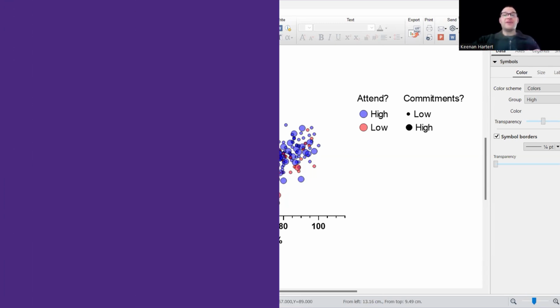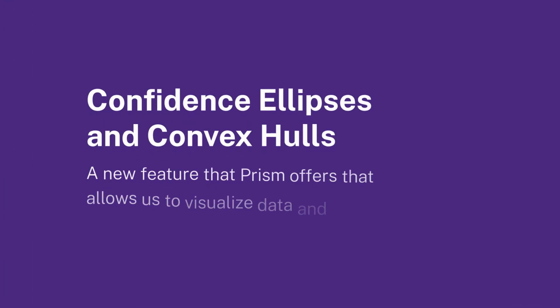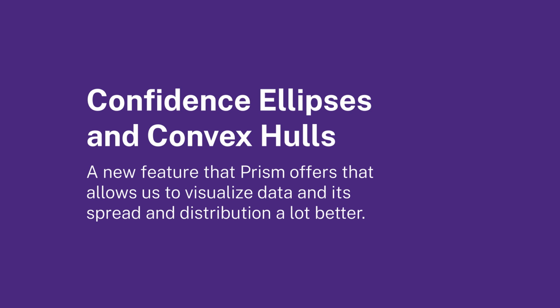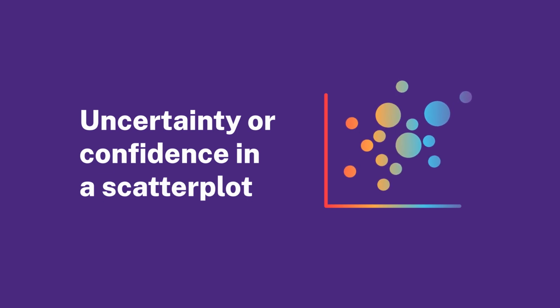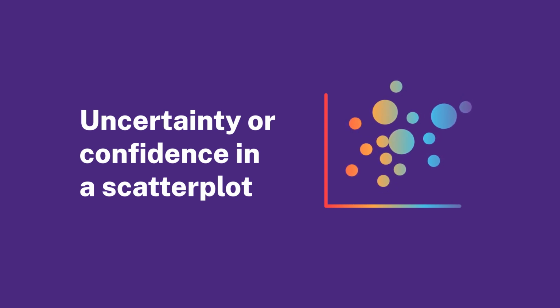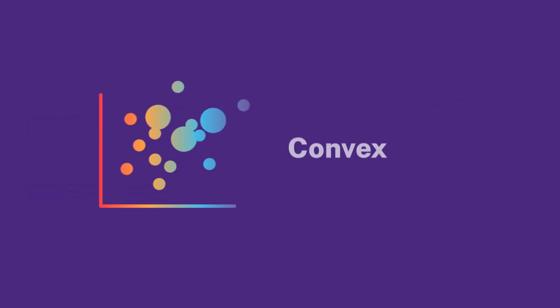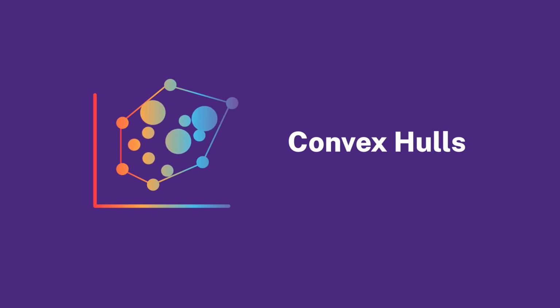I'm a biology professor at Minnesota State University, Mankato, and I research cancer and bioeducation. That's the subject of today's training on confidence ellipses and convex hulls, a new feature that Prism offers that allows us to visualize data and its spread and distribution a lot better. A big reason we'll use these is that it's a very cool visual way to show uncertainty or confidence in a scatter plot like you're looking at, not just as a plus and minus box and whisker type thing. We'll also look at convex hulls and see how encompassing all the data based on category is another great way to visualize total data.